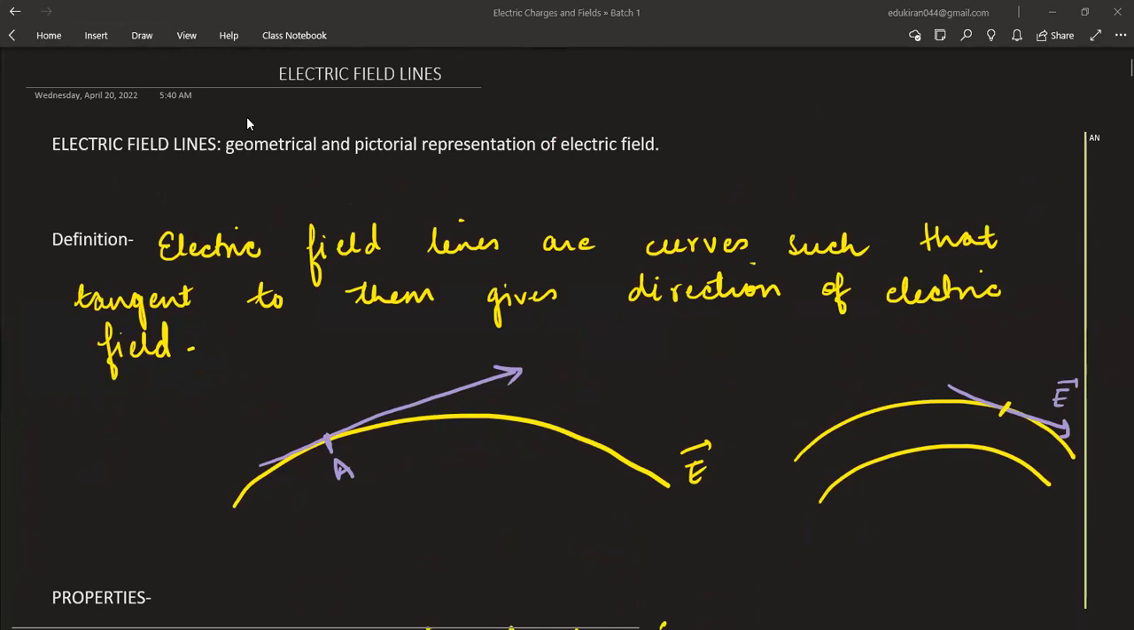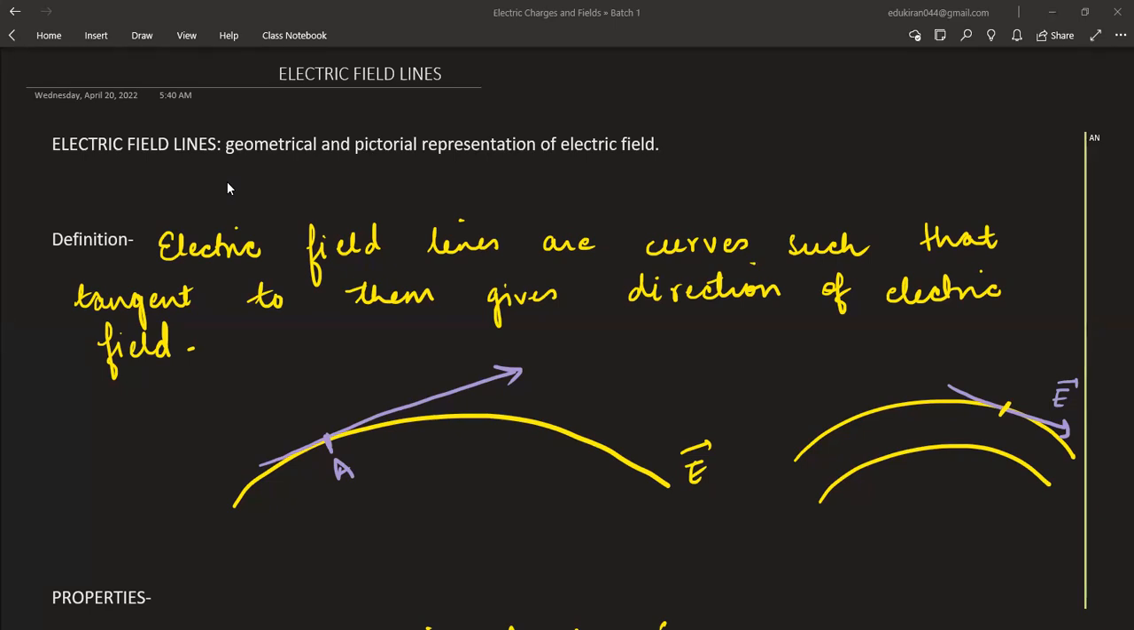Now we have the concept of electric field lines. So electric field we have studied, but field lines are actually not existing. We have the geometrical and pictorial representation of electric field, which is written over here. But these are not actual curves which exist and that you can see. These are just hypothetical curves, because these properties of electric field will help us define certain things.